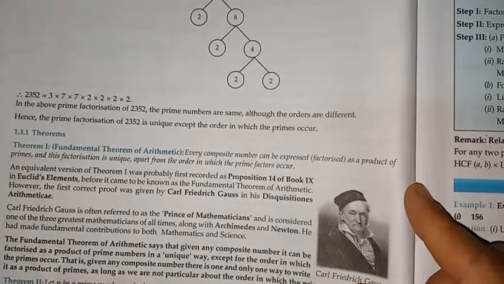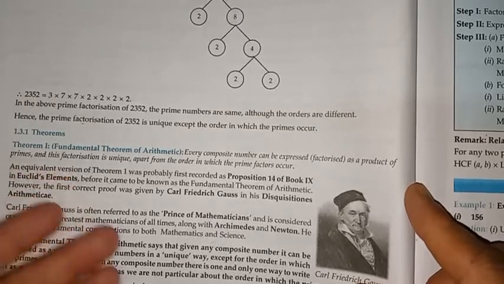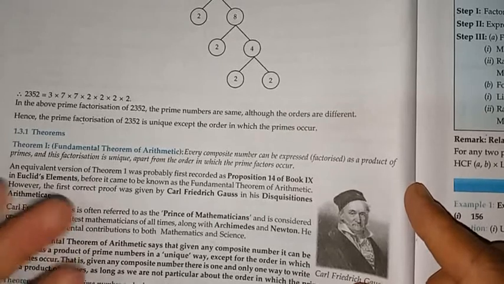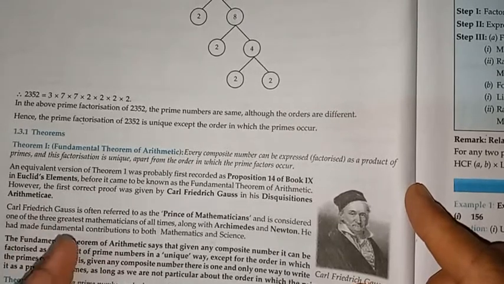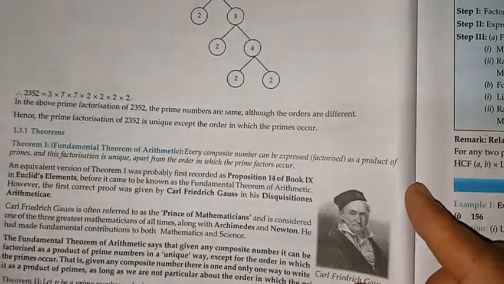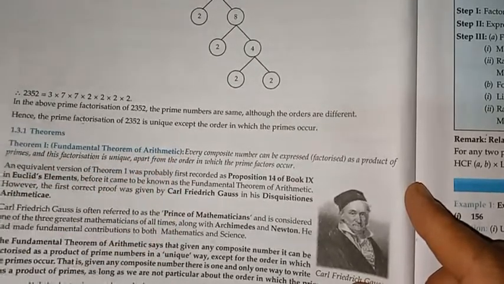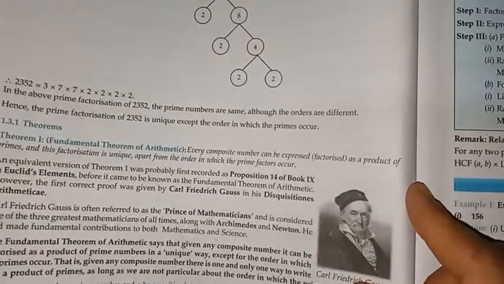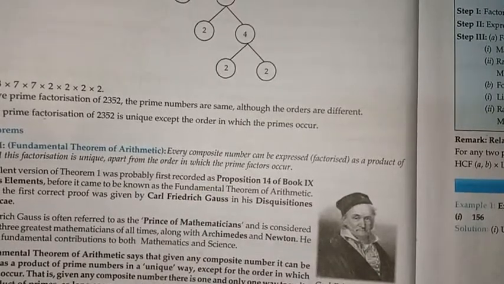The order may be different, but any composite number can be factorized as a product of prime numbers. As you know, prime numbers are those numbers which have only two factors. So you have to apply this theorem to do question number 4. Now let us see the steps or procedure for how we can apply this theorem to find the HCF and LCM of two or more integers.